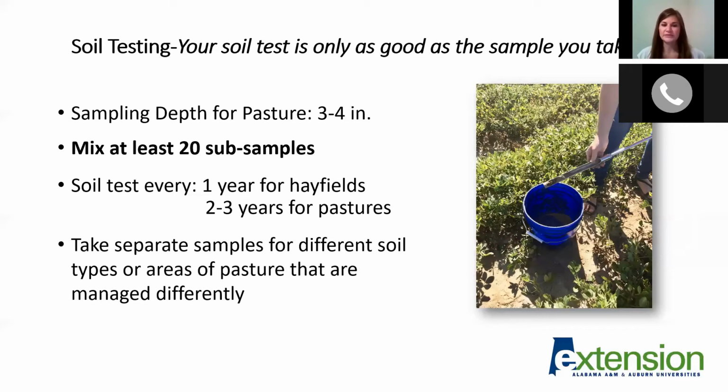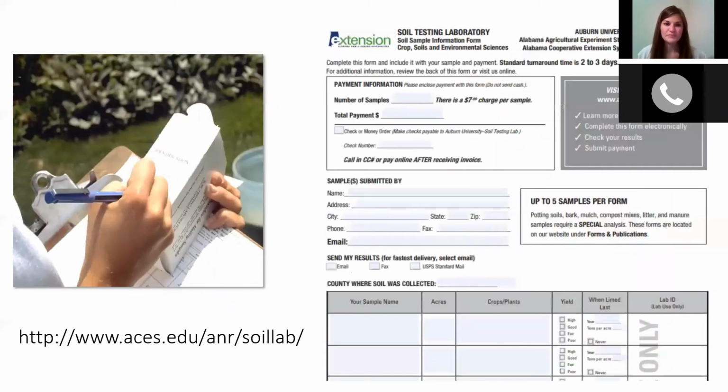It's also important to sample areas of the pasture that are managed differently separately, and it may be a good idea to sample areas which perform better than others separately. So if you have an area where you know you have pretty poor production, you may want to sample that separately from an area where you have really good production, because the nutrient content could be different in those soils, and you want to account for that.